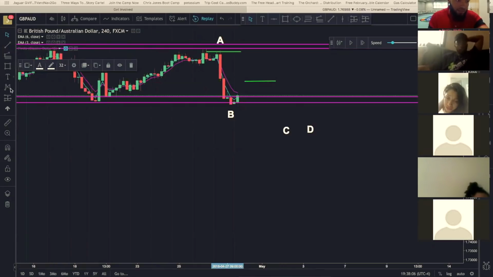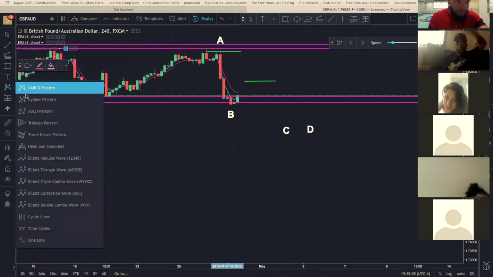You think I'm making this up? Look at this. They got it right here. A, B, C, D patterns. We're going to learn the head and shoulders. We're going to learn the Elliott wave. I'm going to teach you all that. And once you build up, little by little, okay?